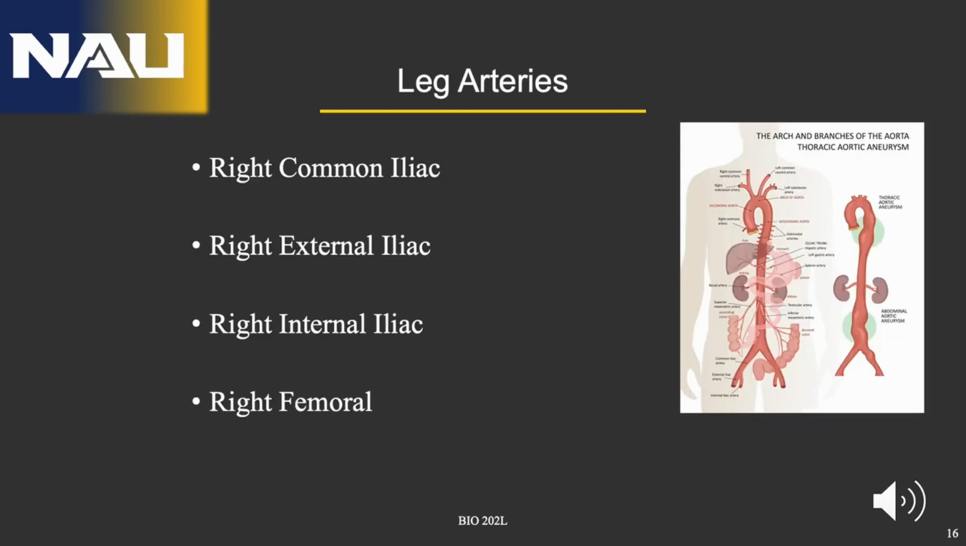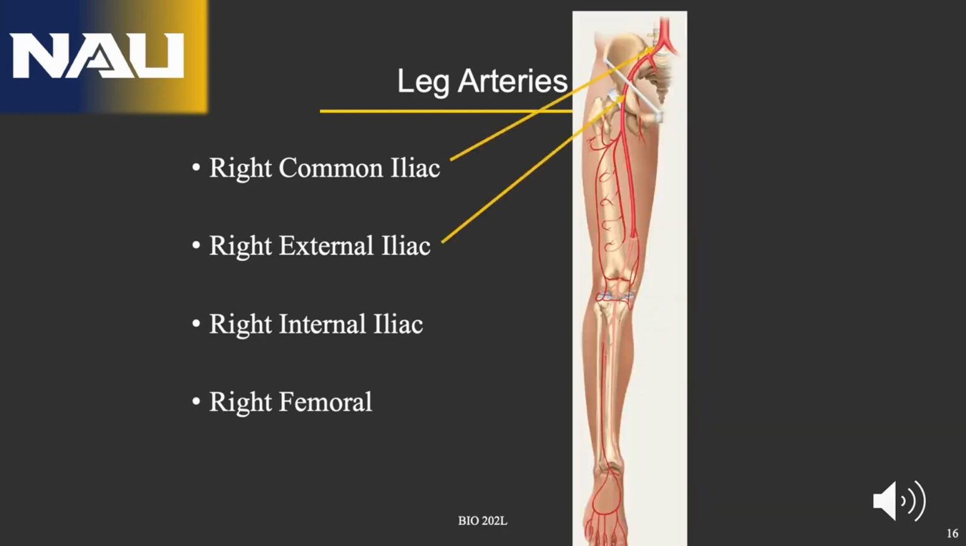First, let's go up our aorta. So blood is coming down here through the thoracic aorta, through the diaphragm, and then we get into the abdominal aorta, and it splits here. It splits into the right and left common iliac arteries. And then further down the leg, it splits again into the external iliac and internal iliac arteries. Then we get the femoral artery.